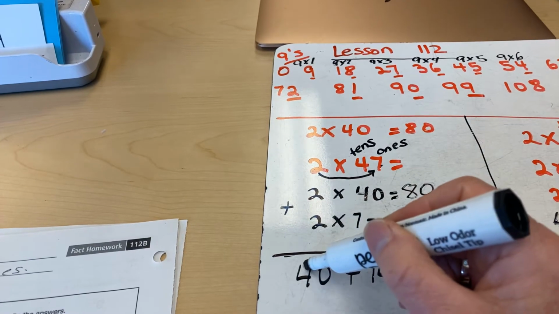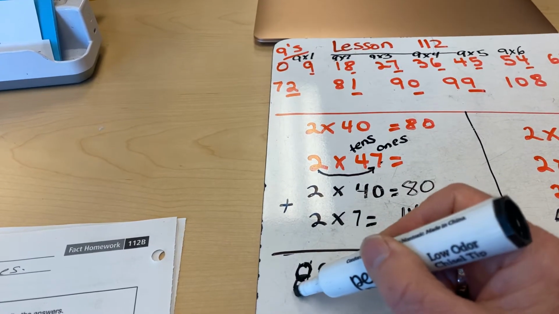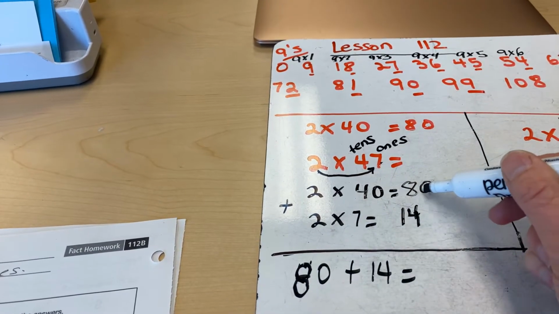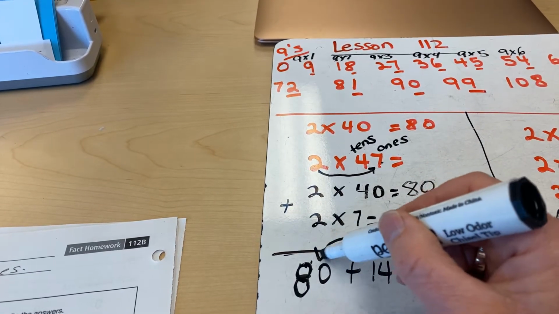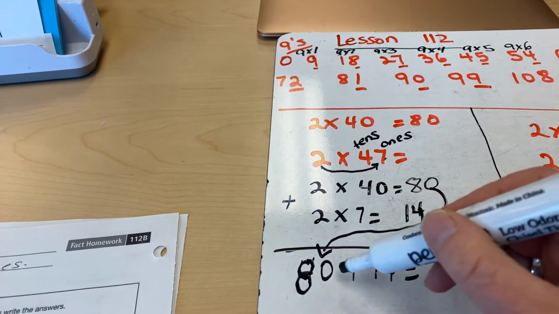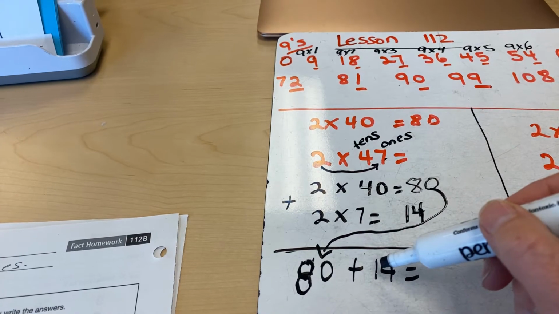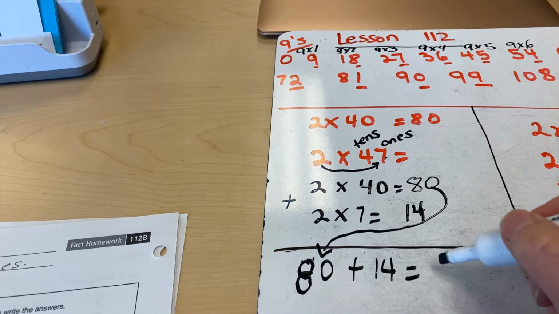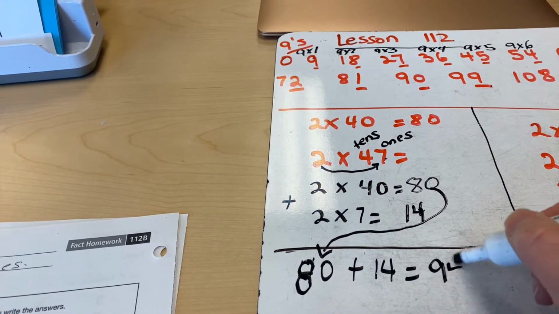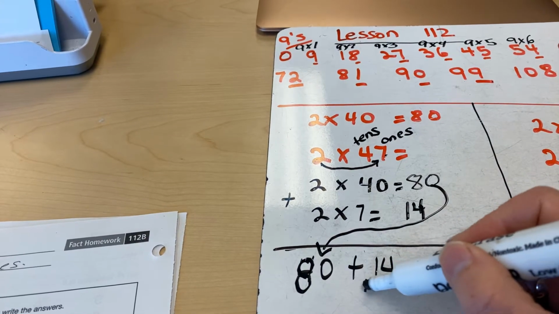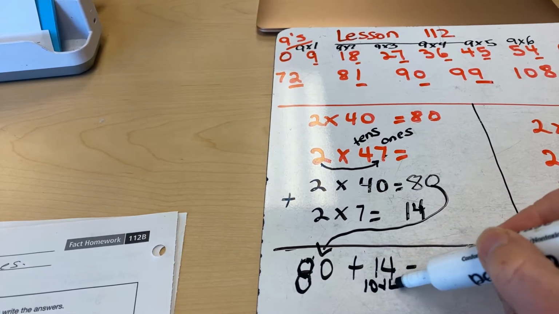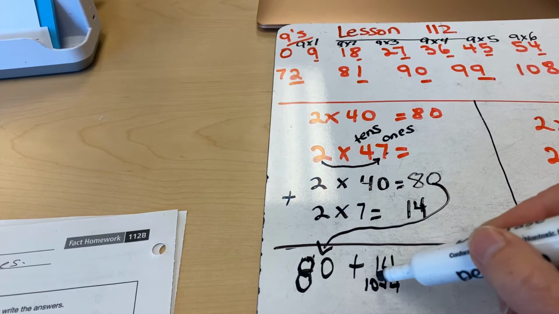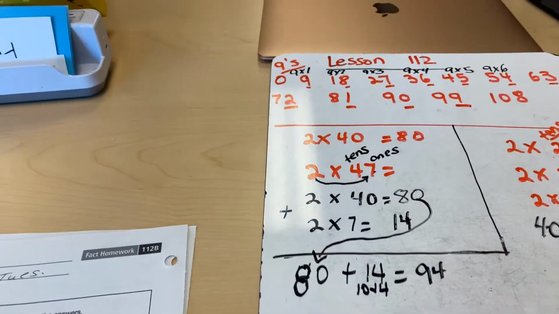So this should say 80, not 40. So this should say, there it is, 80 plus 14. So we go 80 plus 10 is 90 plus 4 more is 94. Or you could say 80, so there's a 10. 80 plus 10 is 90 plus 4 more is 94. Okay, let's go do another one.